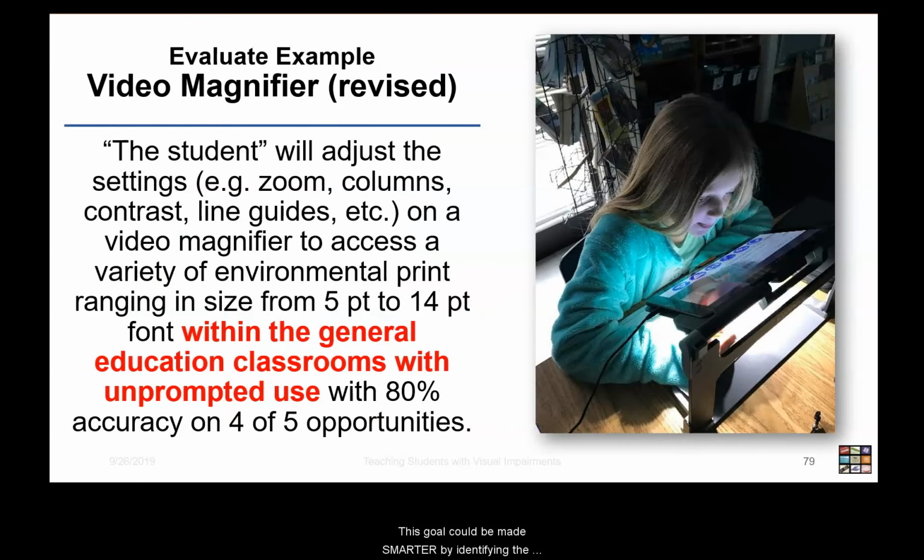This goal could be made smarter by identifying the setting in which it takes place or for it to happen with unprompted use. The goal now reads, the student will adjust the settings, for example, zoom, columns, contrast, line guides, etc., on a video magnifier to access a variety of environmental print ranging in size from 5-point to 14-point font within the general education classrooms with unprompted use with 80% accuracy on 4 of 5 opportunities.